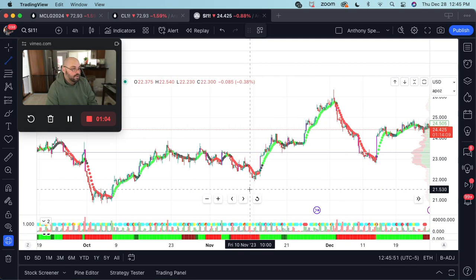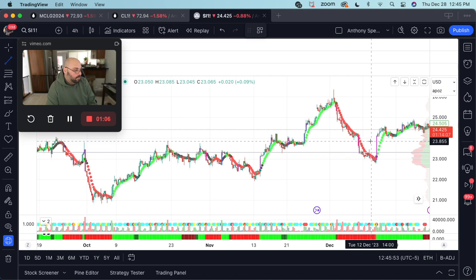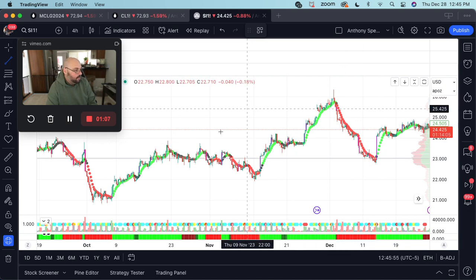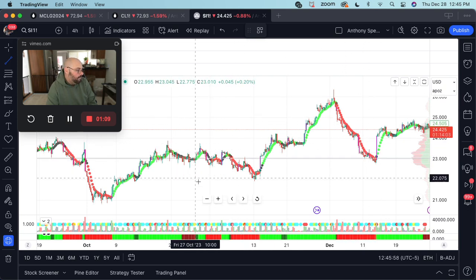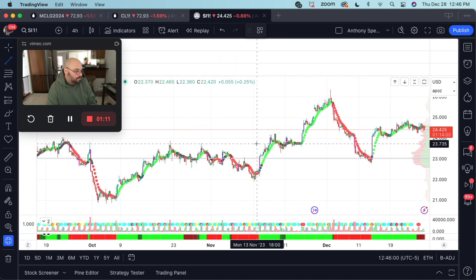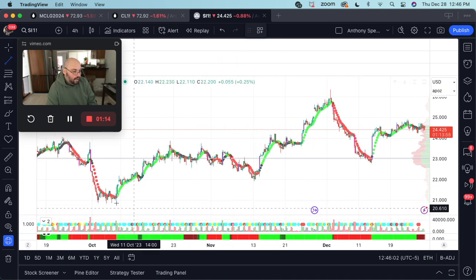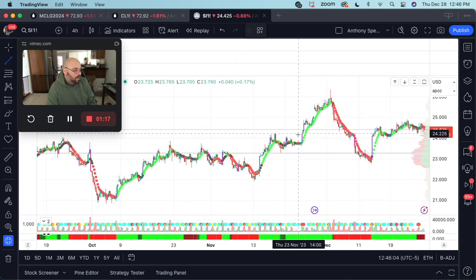So these are silver futures. You can do this on any chart. This is a 4-hour time frame on, again, silver futures. I'm just using a blank chart. There's nothing wild and crazy here.